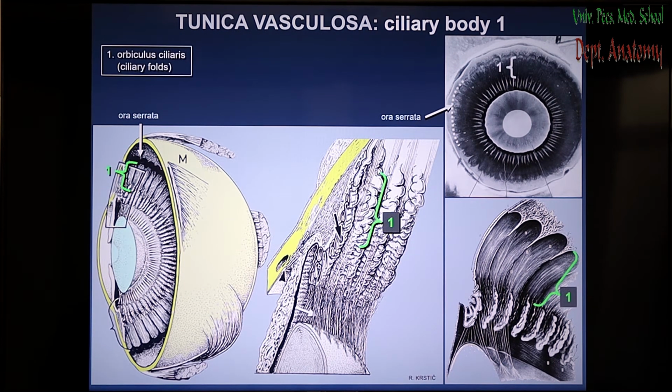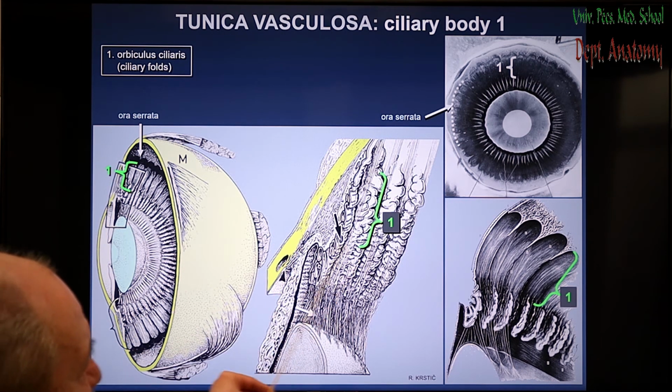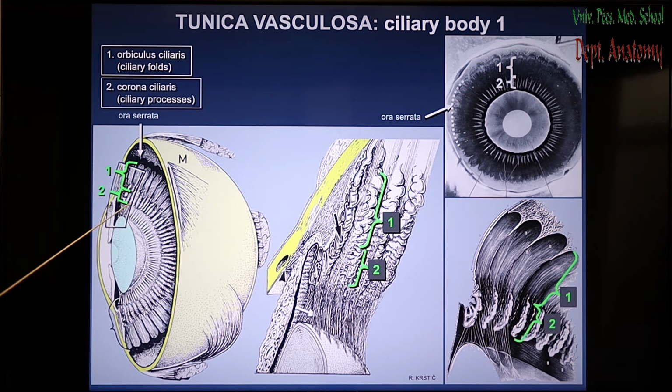So going into details, there is a peripheral margin of this ciliary body, which has got radial folds, so oriented to the anterior pole of the eye, and these are called the ciliary folds. All this zone is called the orbiculus ciliaris. This is the outer layer here. Inside of it, the ciliary folds continue into much more delicate protrusions, but having the same radial orientation. These are called the ciliary processes.